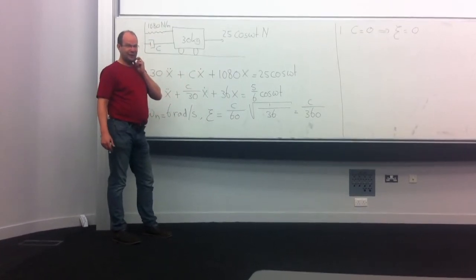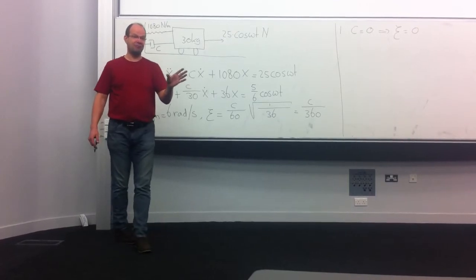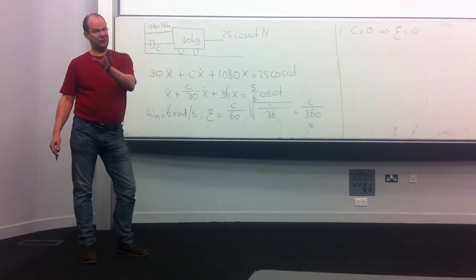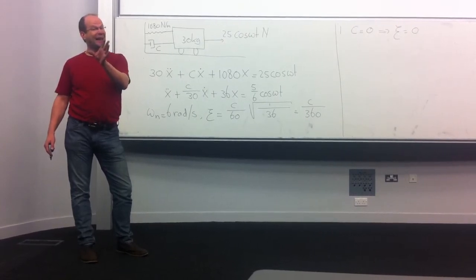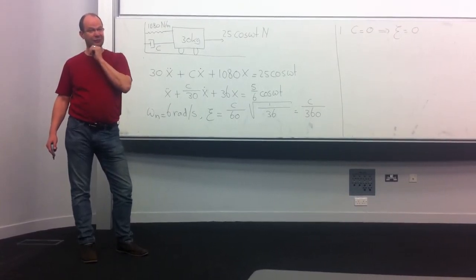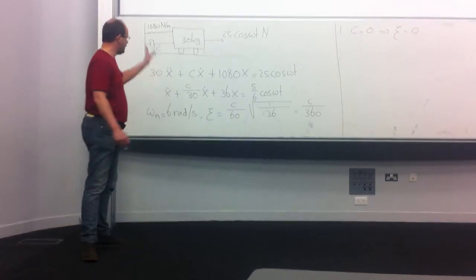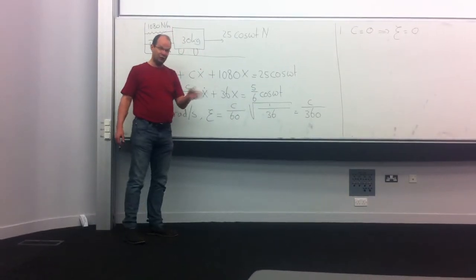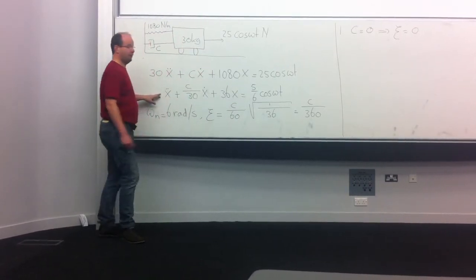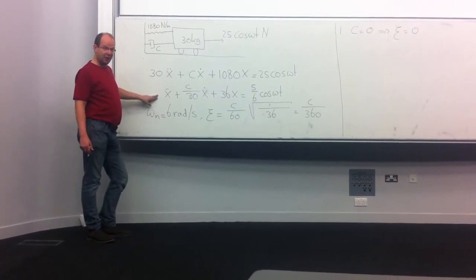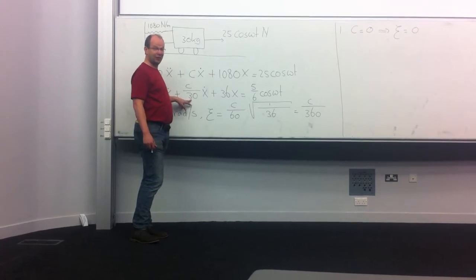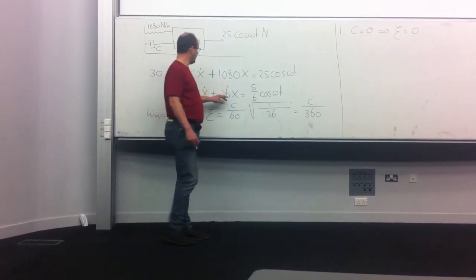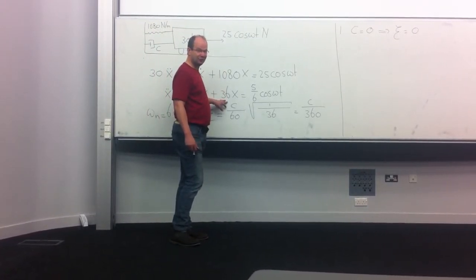Oh, okay. Yeah, sorry. If you have something of the form big M x double dot plus big C times x dot, plus big K times x is equal to 0, zeta is this big C over 2 times square root of 1 over MK. You can also do it here. Big M here is 1. Big C is C divided by 30. And big K is 36. And then the formula is.